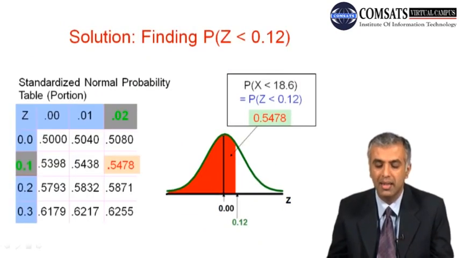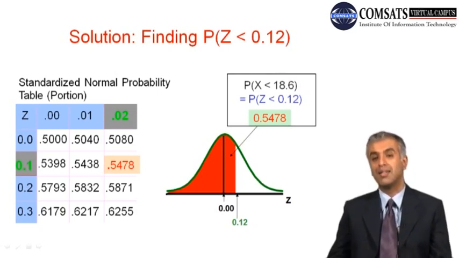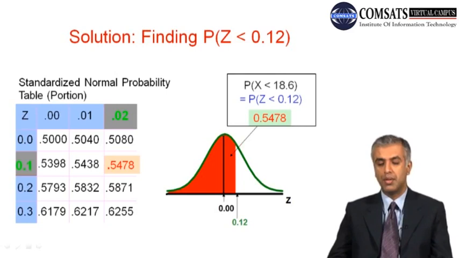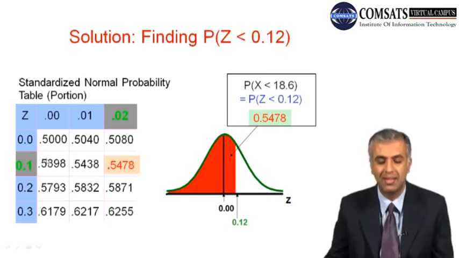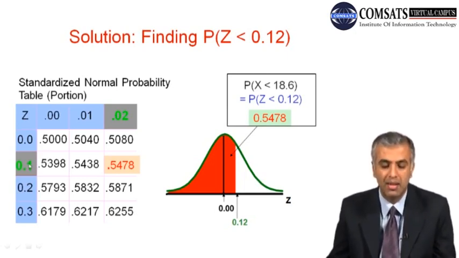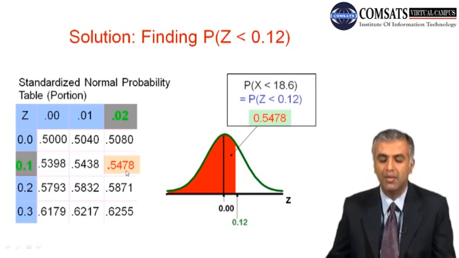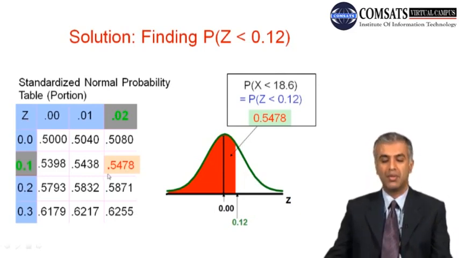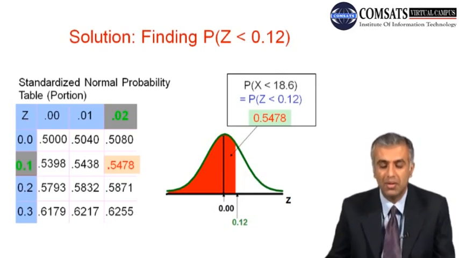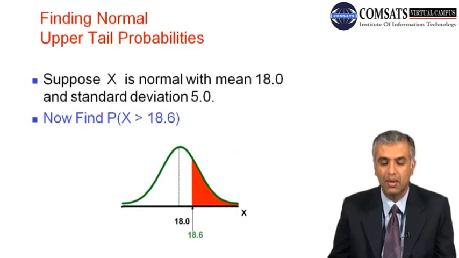So here is another example, where we have to find the probability while z is less than 0.12. We already know how to find the value of z from the table, which is the standardized normal probability table, and its value happens to be 0.5478. Once we have gone through that, the probability can easily be calculated.